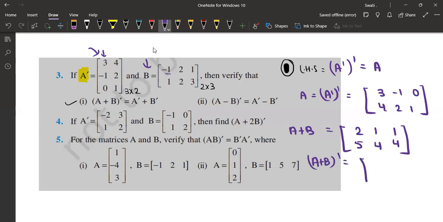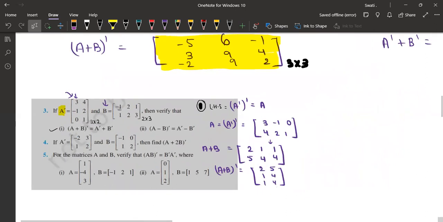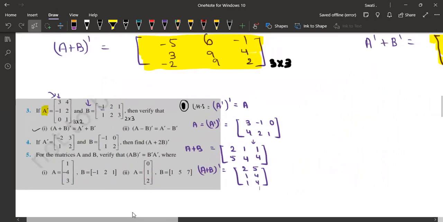So what is that? You will make the first column the first row. So 2, 5. Second column, second row: 1, 4. And third column, third row, again 1, 4. This is our (A plus B) transpose. Now we have to find out A transpose plus B transpose, right? So for that, I'll just make it a little smaller so that I can solve it.